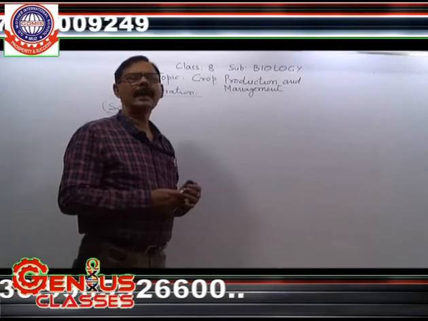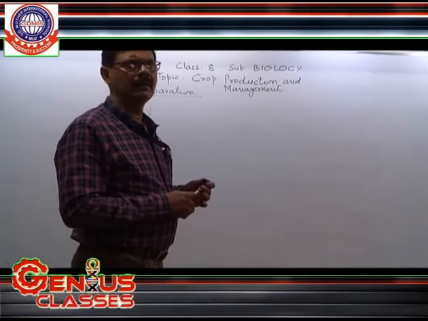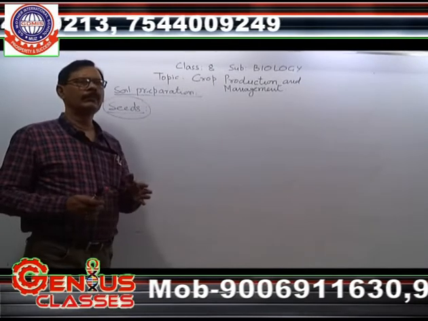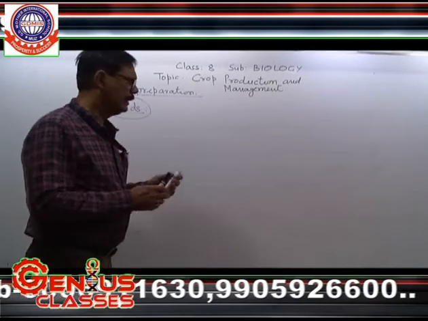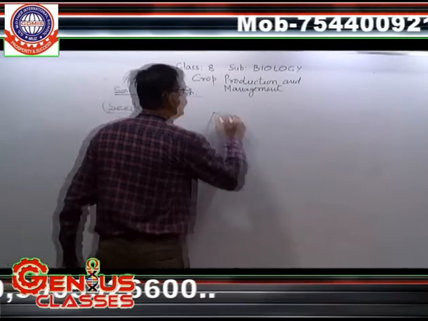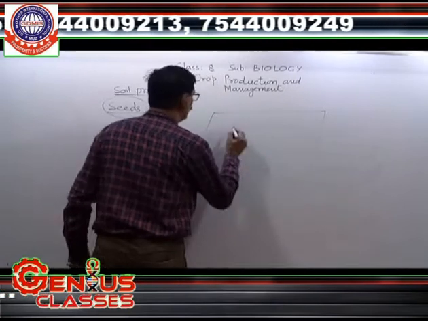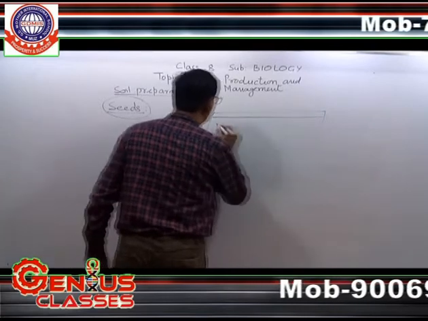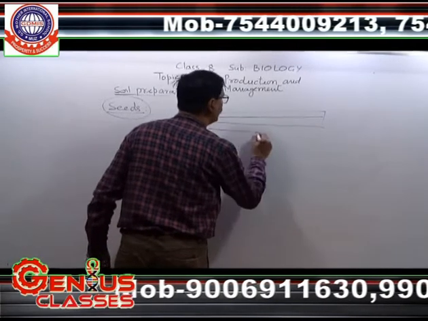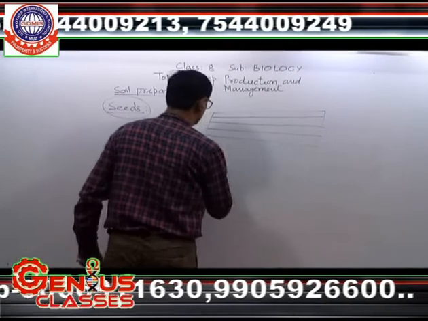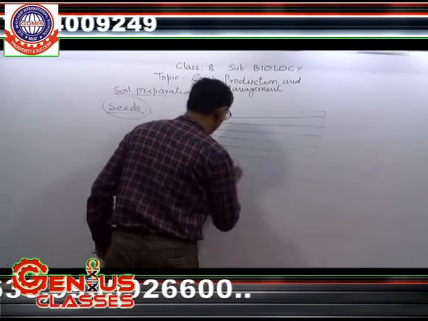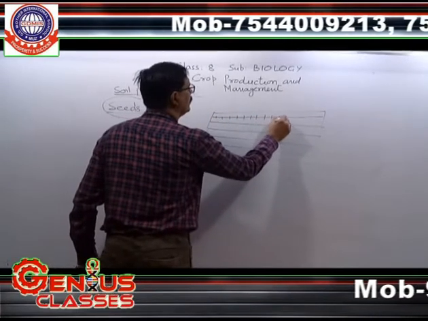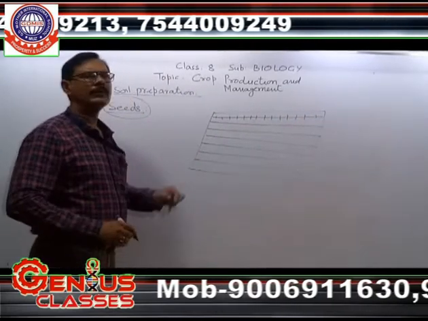So seeds can be sown into the field after leveling is done, in proper rows, like suppose this is the field. We have to sow the seeds in proper rows. Why? Maintaining certain distances like this. Now what is the advantage of this one?